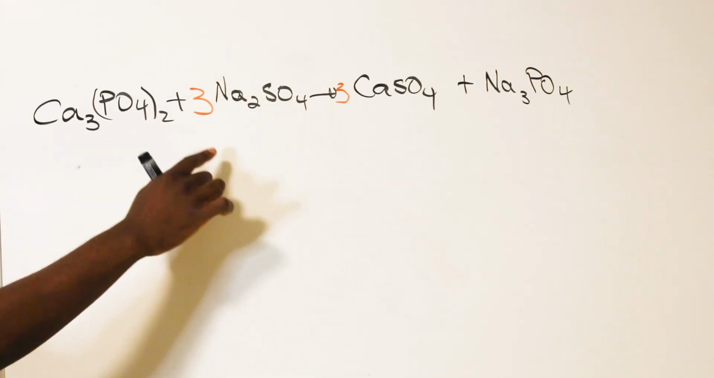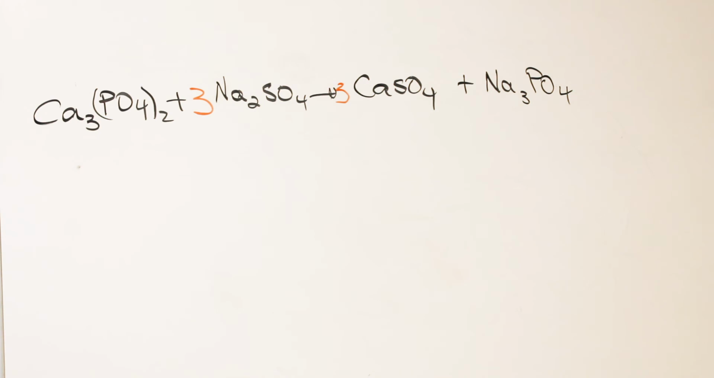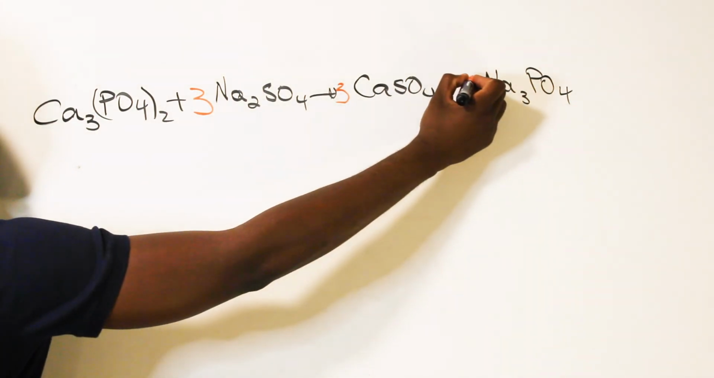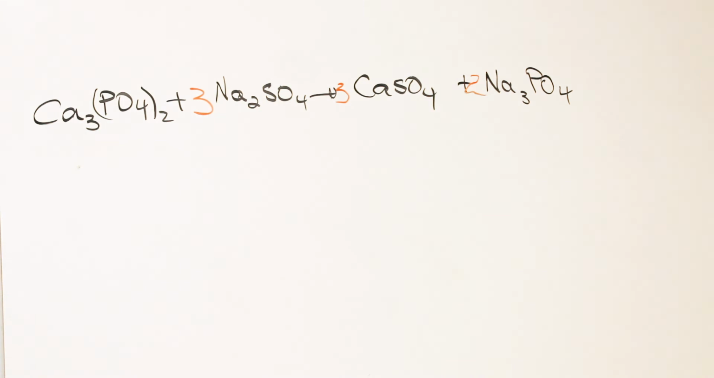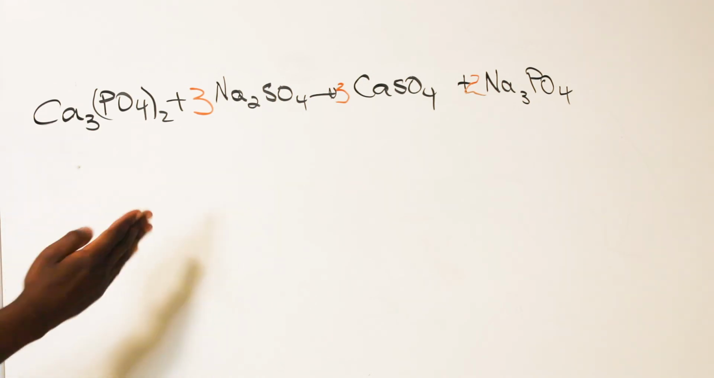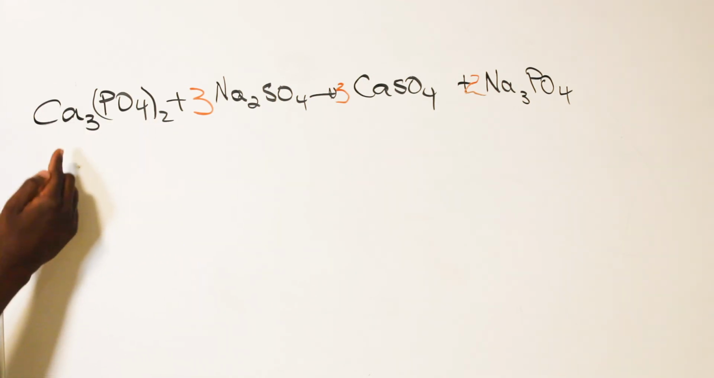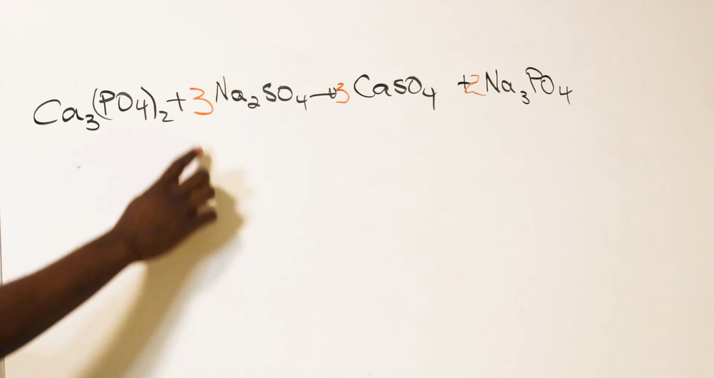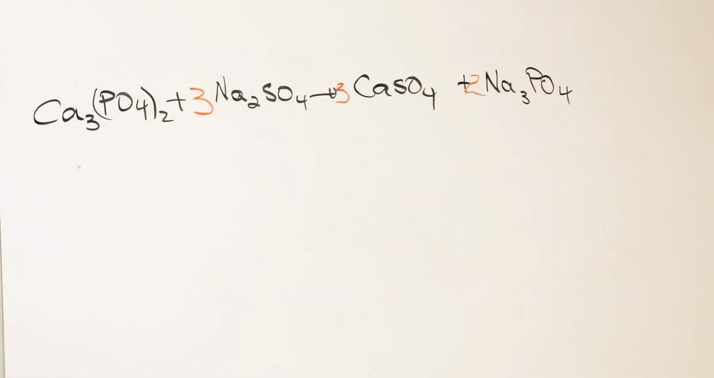So 6 sodiums, how many sodium do I have on the other side? I only have 3. What can I do to make it 6? We're gonna add 2 in front of the sodium phosphate. So that makes it 6 sodiums. So let's check on our equations. So I have 2 phosphate, 2 phosphate. I have 3 calciums, 3 calciums. I have 6 sodiums, 6 sodiums on the other side.